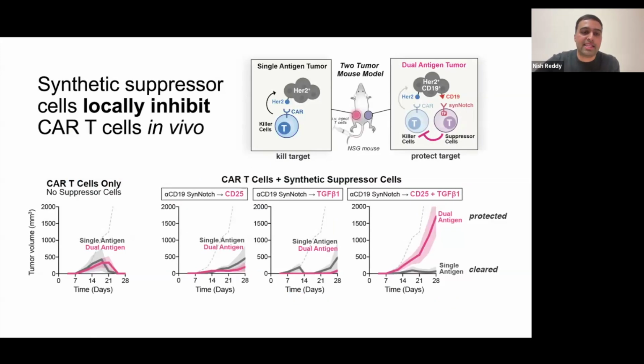And so what we see is that in the absence of any suppressor cells, when we just have CAR T cells alone, both tumors are cleared at pretty equal rates. Now if we have suppressor cells that are producing just one of these suppressive payloads, like CD25 or TGF beta, those aren't sufficient to protect either of the tumors. But when we have suppressor cells that are producing both CD25 and TGF beta, we see protection of the dual antigen tumor while the single antigen tumor is still cleared. So this suggests that these synthetic suppressor cells are able to locally inhibit CAR T cells in vivo.